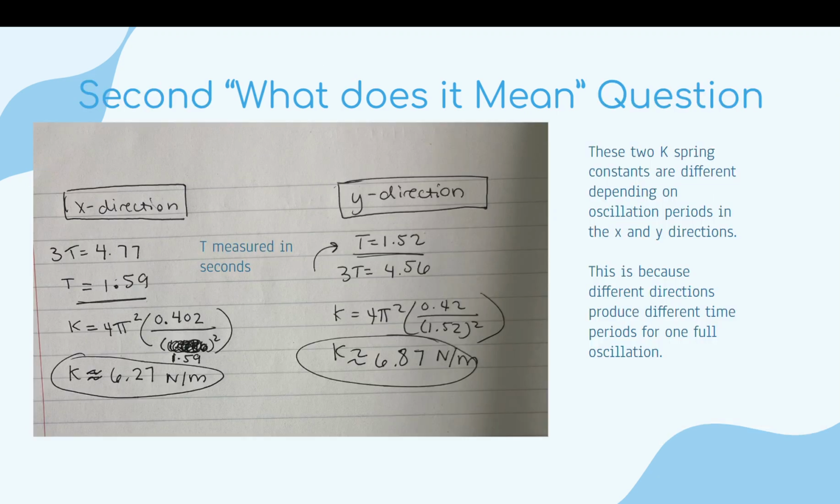And second, what does it mean? Well, when looking at the x and y directions to find k, we see that it's different because the oscillation time intervals are different, and they will produce different time periods for one full oscillation.